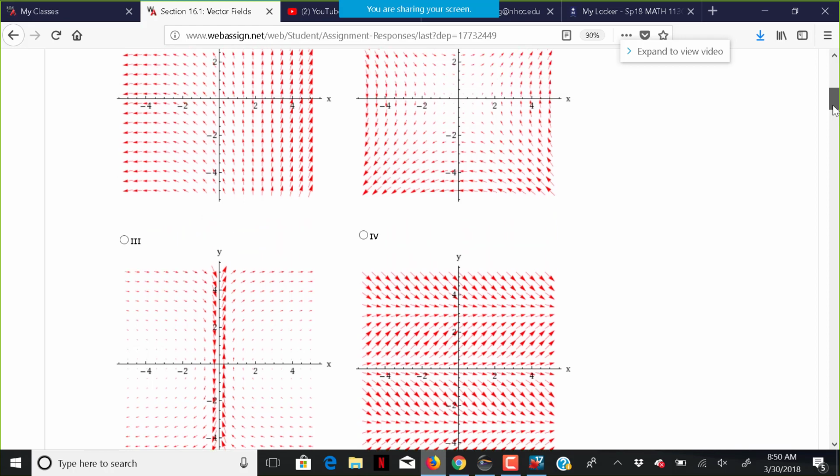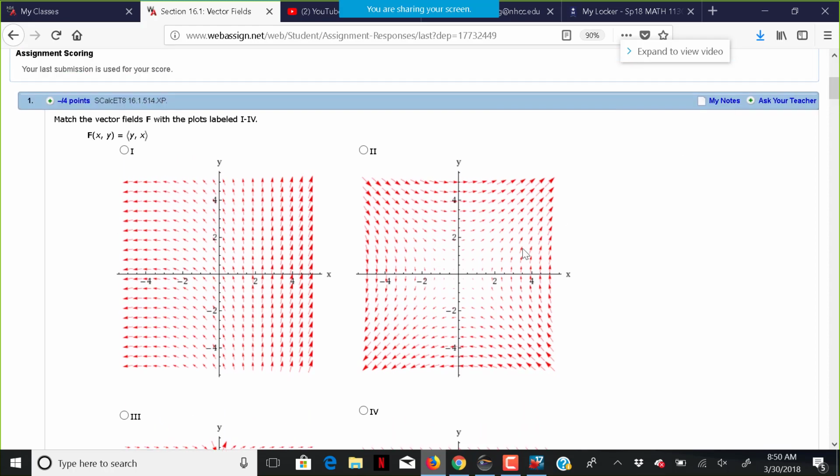And then notice that in 3, the vectors close to the y-axis seem to have pretty big magnitude. So close to the origin, they have big magnitude. But in graph 2, close to the origin, they have small magnitude. What do you think it should be based on this? Big magnitude or small magnitude close to the origin? Small. So it's got to be this one. But again, you could just plug in points too.